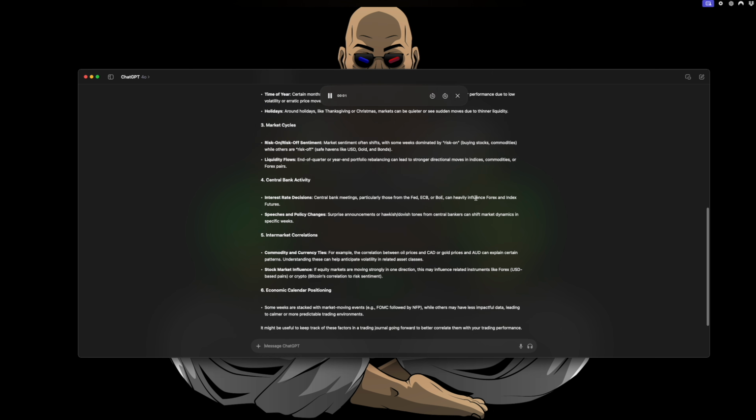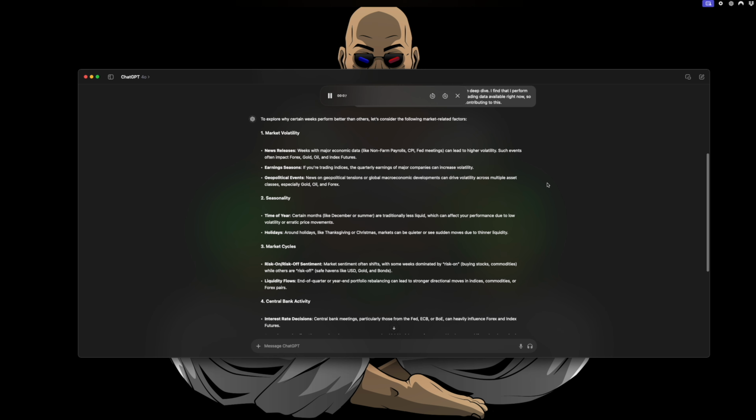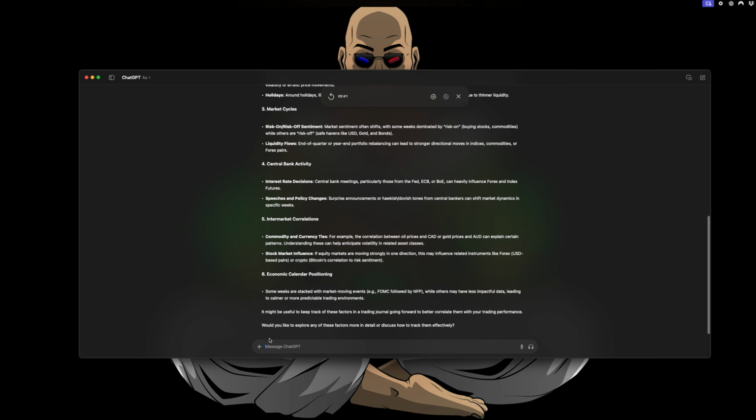To explore why certain weeks perform better than others, let's consider the following market-related factors. 1, market volatility. News releases. Weeks with major economic data, like non-farm payrolls, CPI, Fed meetings, can lead to higher volatility. Such events often impact Forex, gold, oil, and index futures. Earnings seasons. If you're trading indices, the quarterly earnings of major companies can increase volatility. Geopolitical events. News on geopolitical tensions or global macroeconomic developments can drive volatility across multiple asset classes, especially gold, oil, and Forex. So I like point number 6.